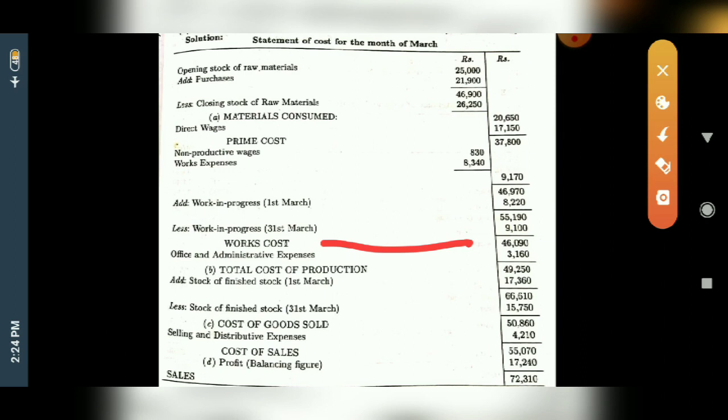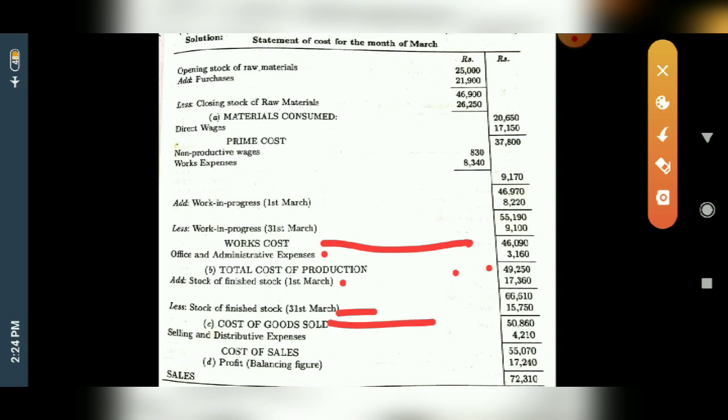After that, to get the cost of production, you have to see whether any office and administration expenses are there. If so, you have to take them. Then you will get your cost of production. Then you have to see if any finished stocks are there. If so, you add the opening finished stock and deduct the closing finished stock. Then you will get cost of goods sold here. So the same format that you have written already in your notebook is to be followed, and the formula you have taken down, isn't it?